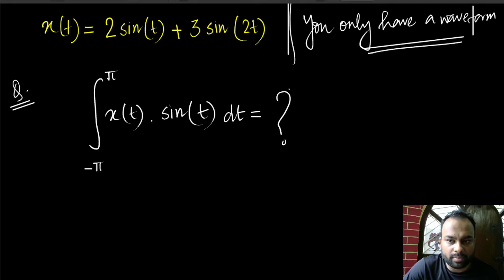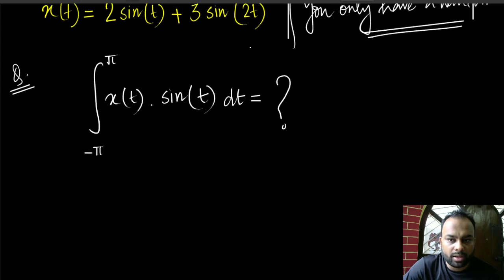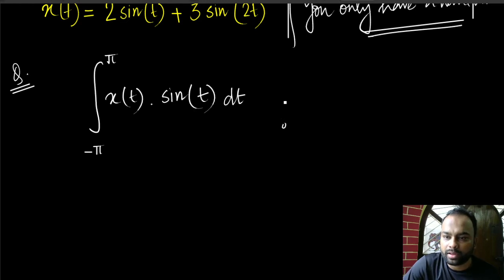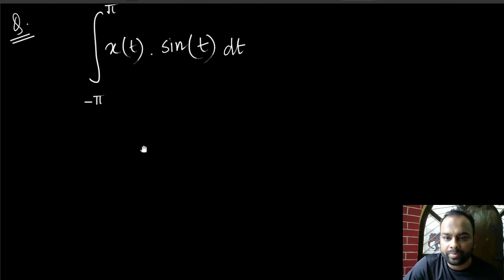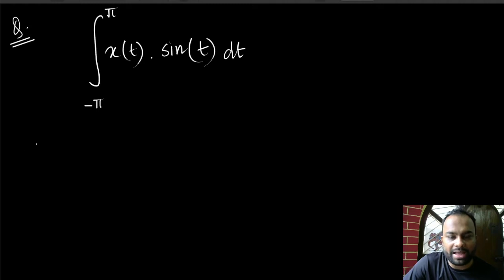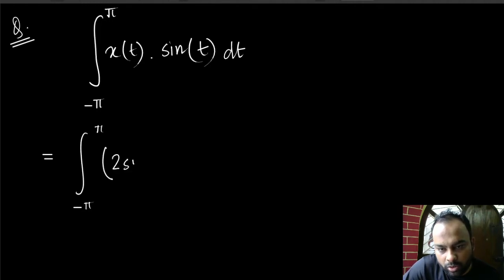Can anybody have some idea? Right, so let me explain this. So what is x(t)? Now imagine we have x(t), right? We know x(t). So it's 2 sine t plus 3 sine 2t.